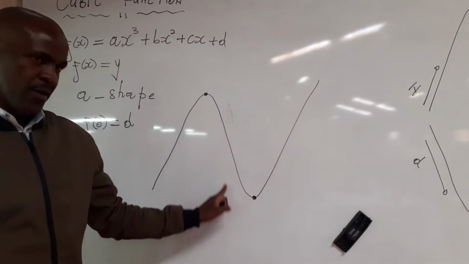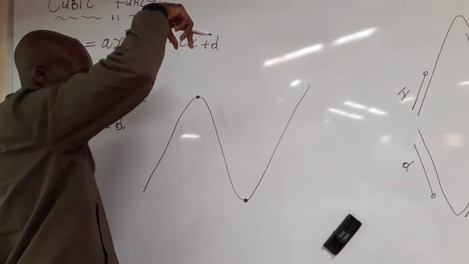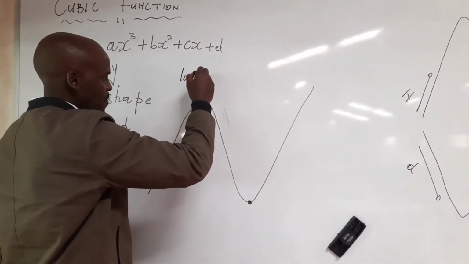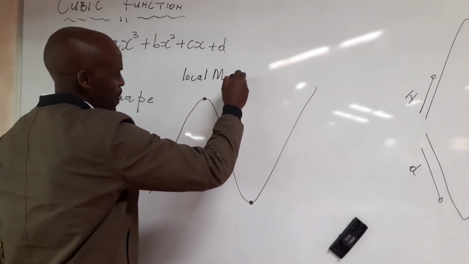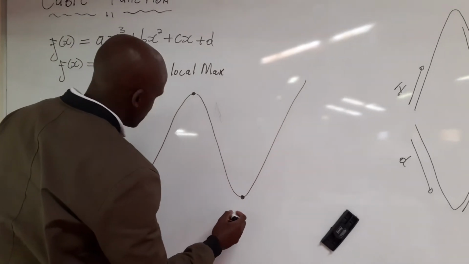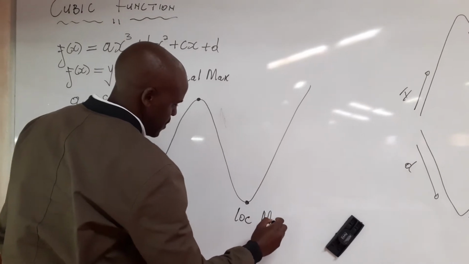Up, up, down. Therefore, since this point is at the top, we call it a local maximum. This would be a local minimum since it faces upward. That's a local minimum.